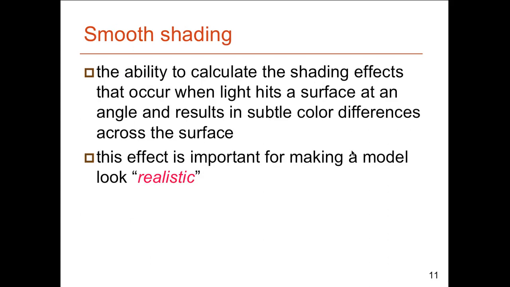Smooth shading gives you the ability to calculate the shading effects that occur when the light hits a surface at an angle and results in subtle color differences across the surface, which is kind of interesting. So take light and shine it on a surface and you can see the coloring change. So that's smooth shading. The effect is important for making a model look real or realistic.